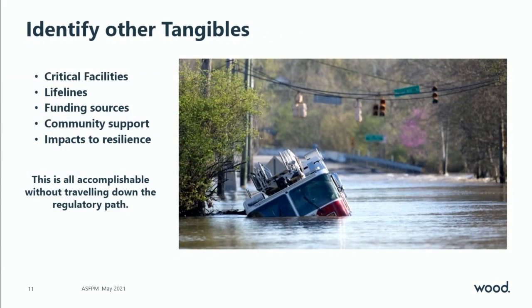I'm not telling y'all anything you don't already know, but there's lots of other tangibles that need to be identified and assessed associated with flood reduction alternatives. Are there critical facilities in the neighborhood? Lifelines? What kind of funding sources would you have for the various alternatives in the locations? Is there community support? Does the community see it as a need? Do they see it as a desire? And are they willing to get behind and support something?